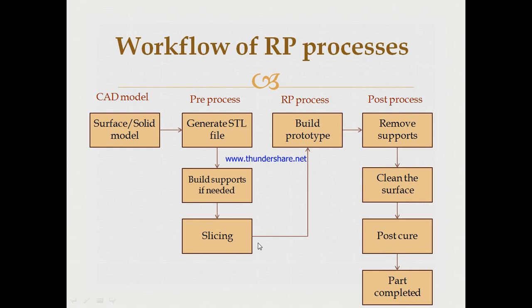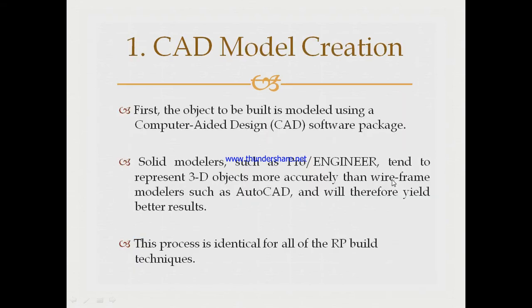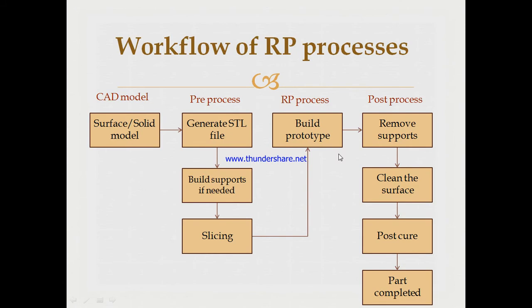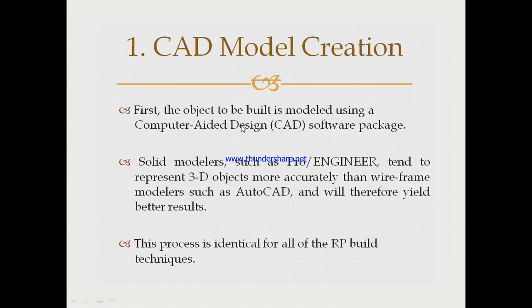This slicing is then fitted to the RP machine, that is a rapid prototyping machine or 3D printing machine, which builds the prototype. After building this prototype, you go for the post processing, that is, remove the supports, clean the supports, post-cure the parts to be completed. These are the post processing machines. So one by one we can see how rapid prototyping is done.